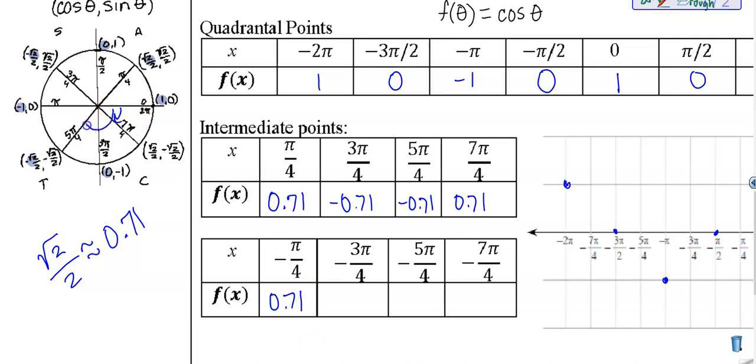Rotate back to negative 3 pi over 4. We're in quadrant 3, and that's negative 0.71. Rotate back to quadrant 2 at negative 5 pi over 4. Cosine is still negative. And then rotate to quadrant 1 at negative 7 pi over 4. And we are back to positive.